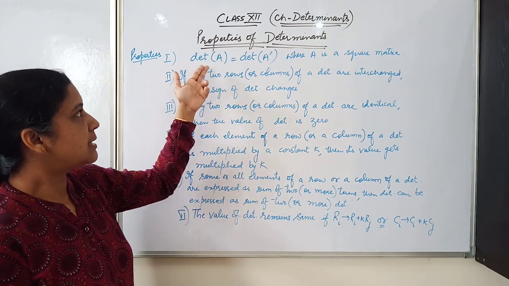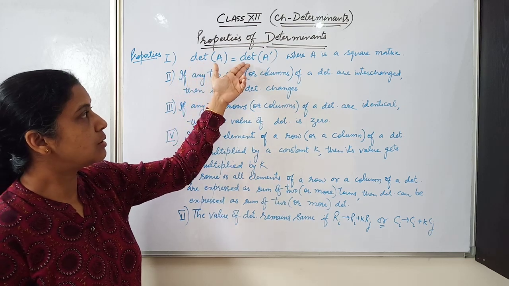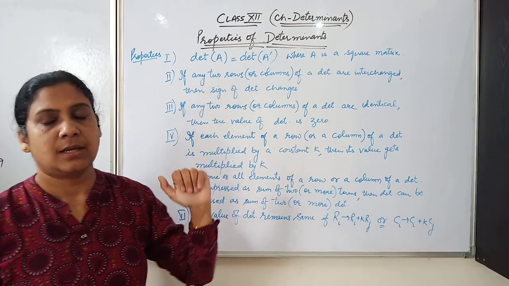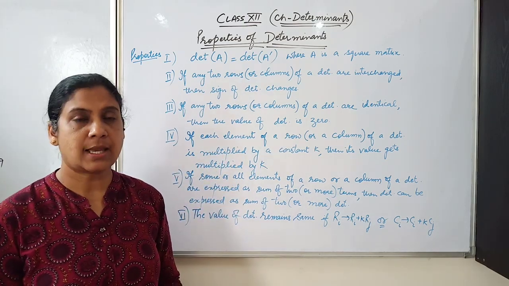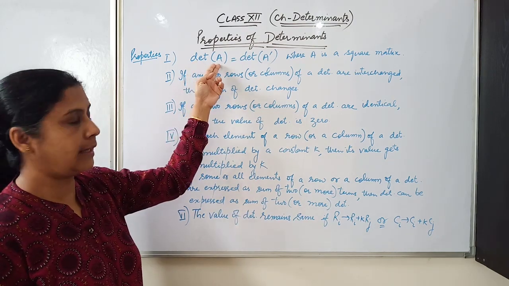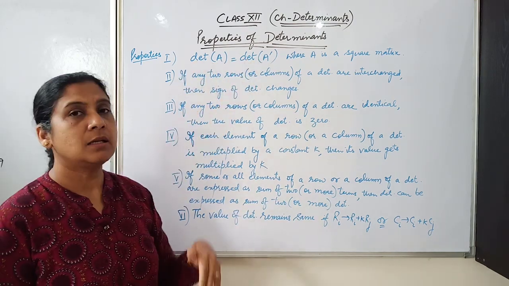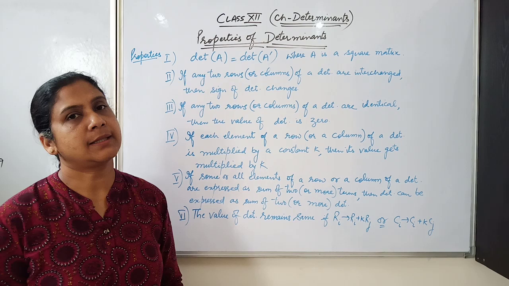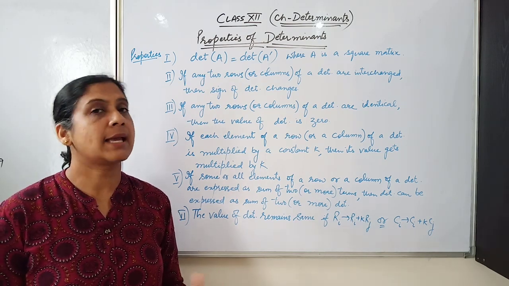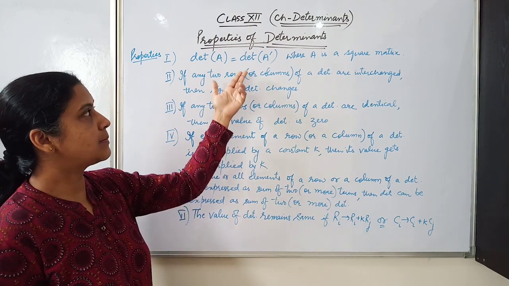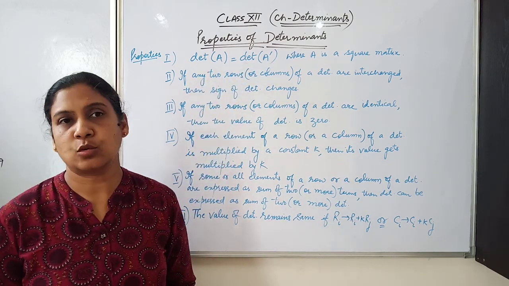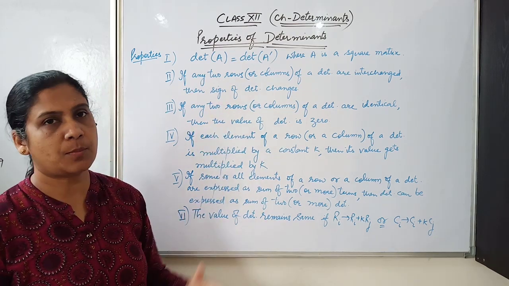Very first property says determinant of A is equal to determinant of A transpose, where A is a square matrix. That is, if you have taken a square matrix and you expand it through any row or any column, you get the determinant of A. On the other side, you could have taken the transpose of the matrix. First of all, how? You could have interchanged the rows and columns and then done the expansion to solve for its determinant. The determinant's value will come out to be the same. So that is the first property.